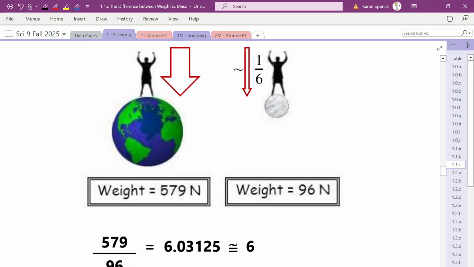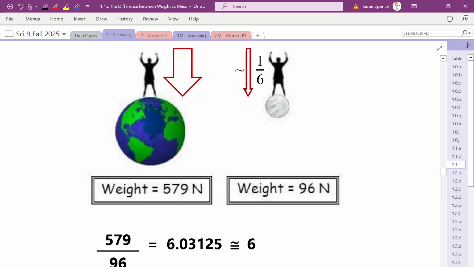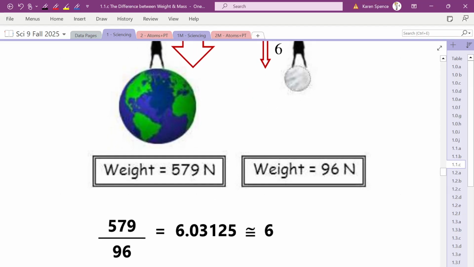But in reality, the unit of weight is the Newton. So in reality, maybe my weight is 579 newtons on Earth. But it's only 96 newtons on the moon. How many times bigger is this? How do you find out how many times bigger something is?